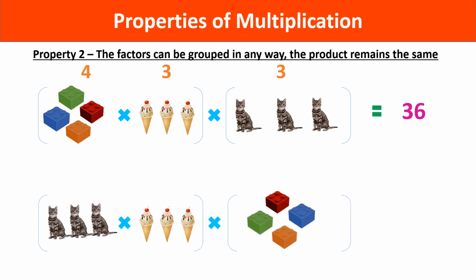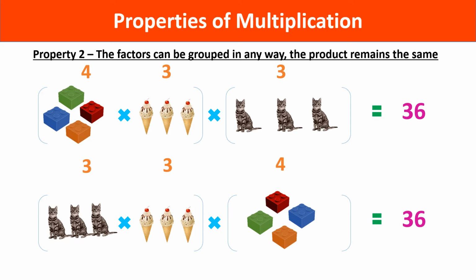Now Beta Ji, what I am doing here, I have just flipped the order. I have changed the grouping, right? So now we have 3 cats. We have to multiply them with 3 ice creams and we will multiply the answer with 4 blocks, right? So 3 multiplied by 3 equals 9. 3 threes are 9. Very good. And now we will multiply 9 with 4. So 9 fours are, the answer is again 36.